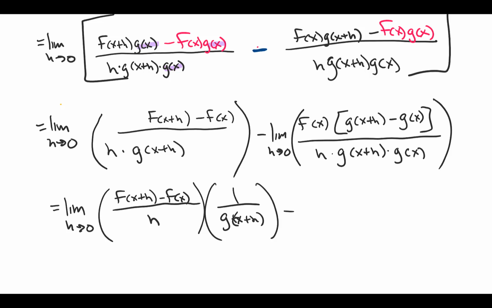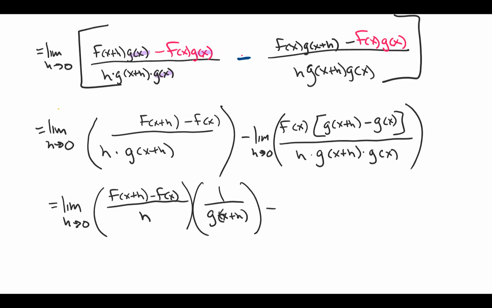Cool. Now, here's the weird part. h is going to 0. This has an h, this has an h, this has an h. We can't pull this out. But look at that f of x and that g of x. They have nothing to do with h. So let's just factor that out to the front.